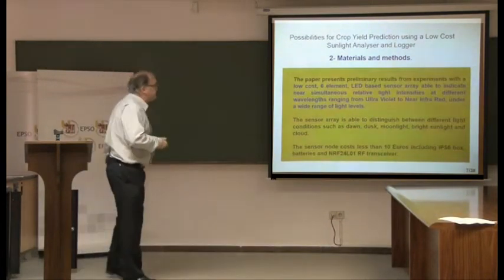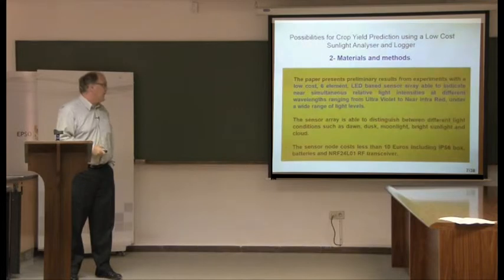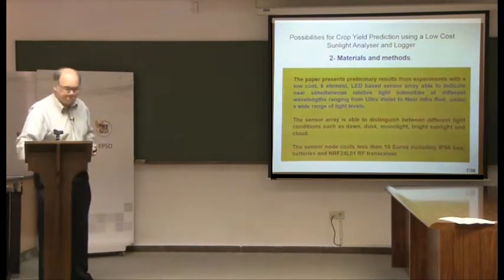This presentation is going to present some preliminary results from experiments with a 6-element LED-based sensor, and we're looking at different wavelengths of light from ultraviolet to near infrared. The sensor is able to distinguish between different lighting conditions such as dawn, dusk, moonlight, bright sunlight, and different types of cloud. And the sensor costs about €10 to produce, and that includes its box, its batteries, and its radio transceiver.